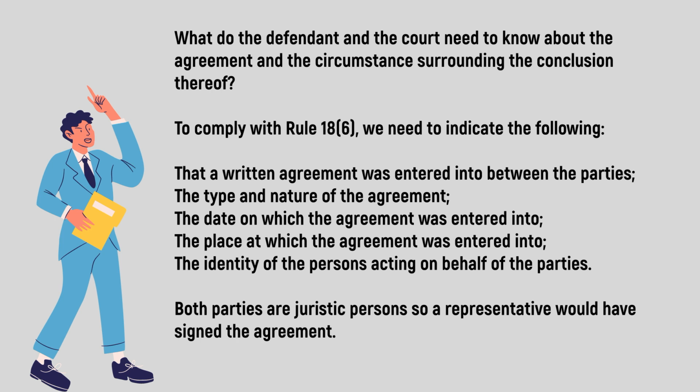Well, let's think. In our example, our claim is based on a written agreement. Therefore, we need to make sure that we comply with Rule 18, Subsection 6. So we need to indicate the following. That a written agreement was entered into between the parties, the type and nature of the agreement, the date on which the agreement was entered into, the place at which the agreement was entered into, the identity of the persons acting on behalf of the parties.